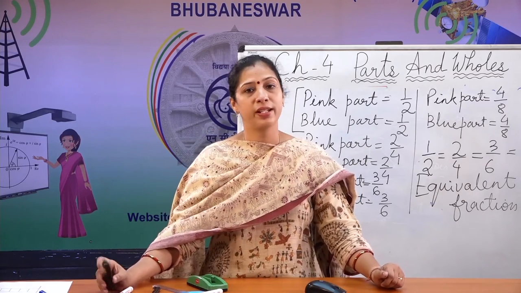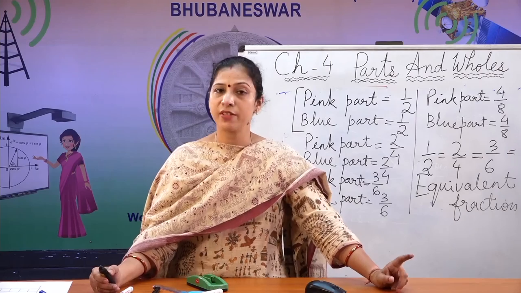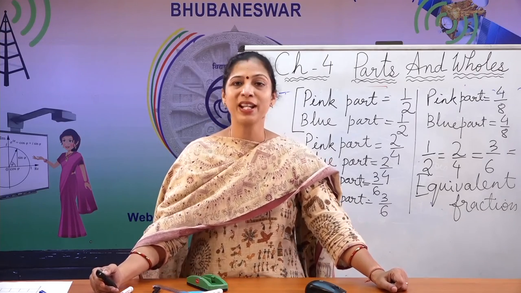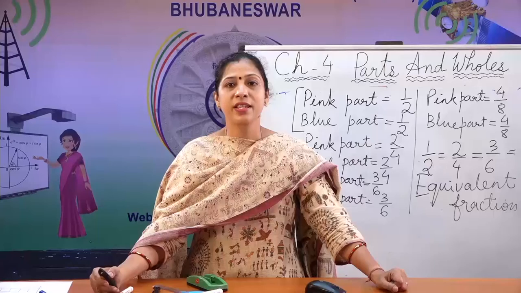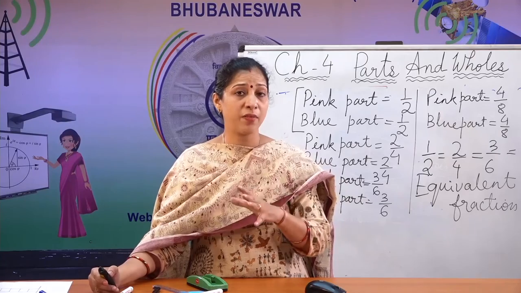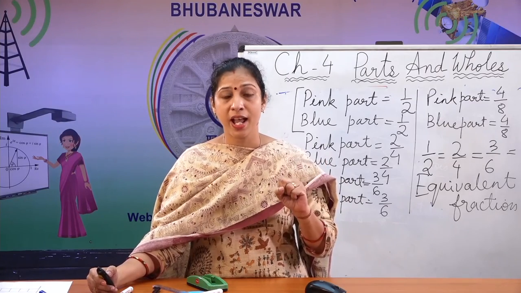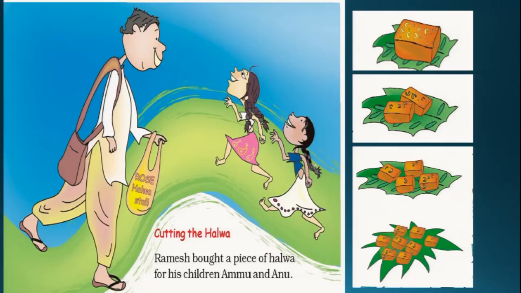So, each will get, Ammu and Annu. Ammu will get 4 pieces. Annu will also get 4 pieces. What part of the halwa is each piece now? Now, just think that the halwa is divided into 8 parts. And each part will be how many parts out of the 8 parts? 1 part. So, each small piece is now 1/8 of the halwa.